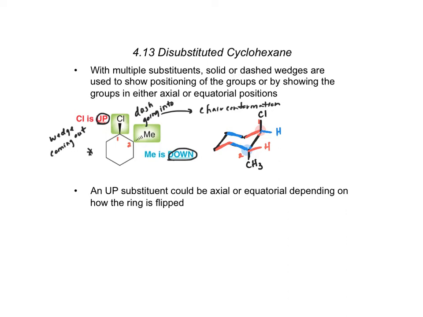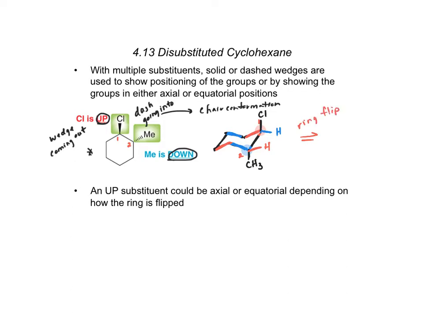Okay, so then that's one ring, right? So we've got our carbon 1, we've got our carbon 2, we've got up, we've got down. What's going to happen now, though? This is not the only ring conformation. Right, so now we're going to ring flip. So we've got a nice little equilibrium. We've got a ring flip.